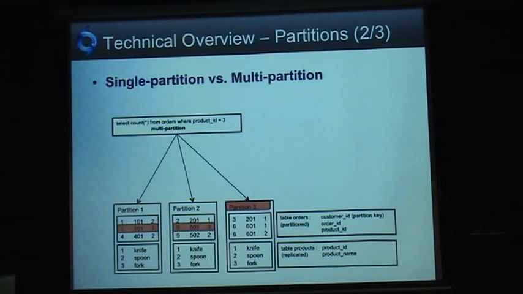I can also select against this table in a multi-partition way. Here I've said, give me count star from the orders table, but instead of saying where customer ID, I'm asking where product ID equals 3. In this scenario, Volt has to go to all 3 partitions and look through the rows, and it found 1 row here, and no rows in partition 3.